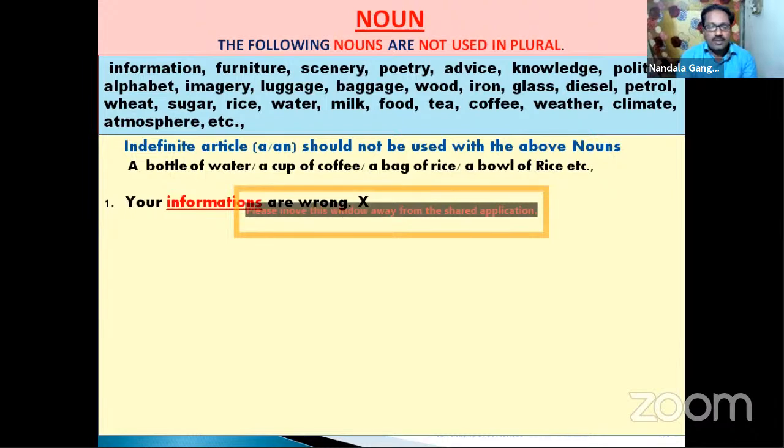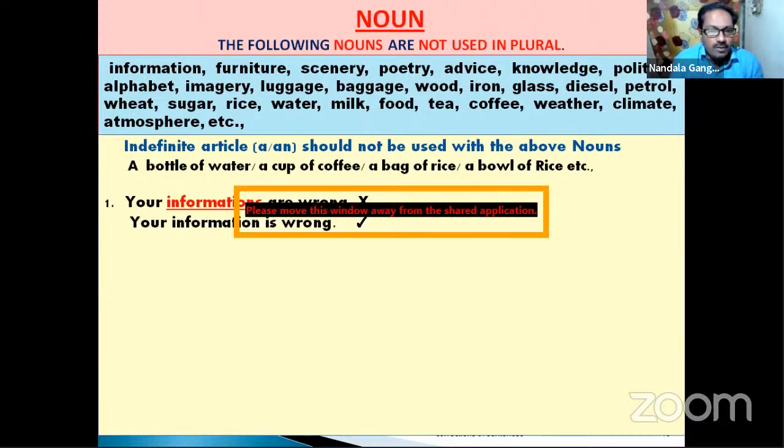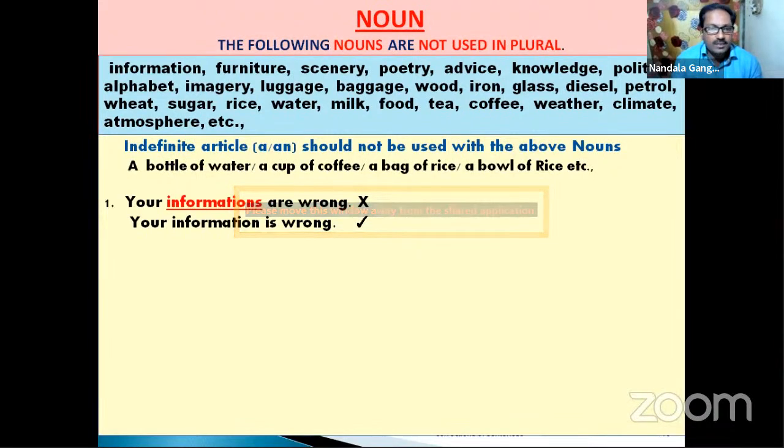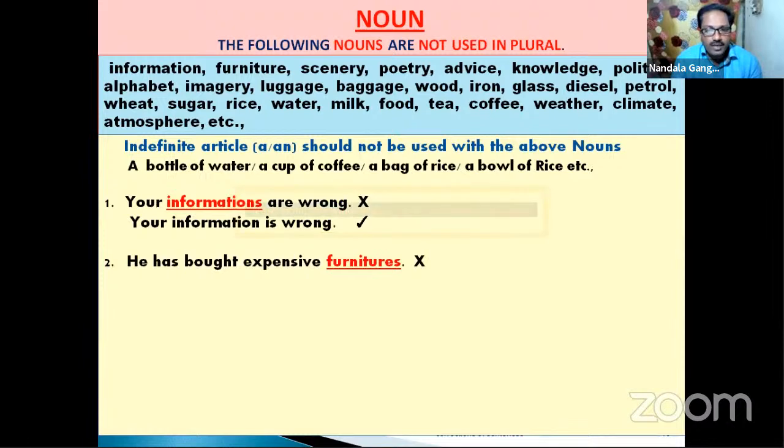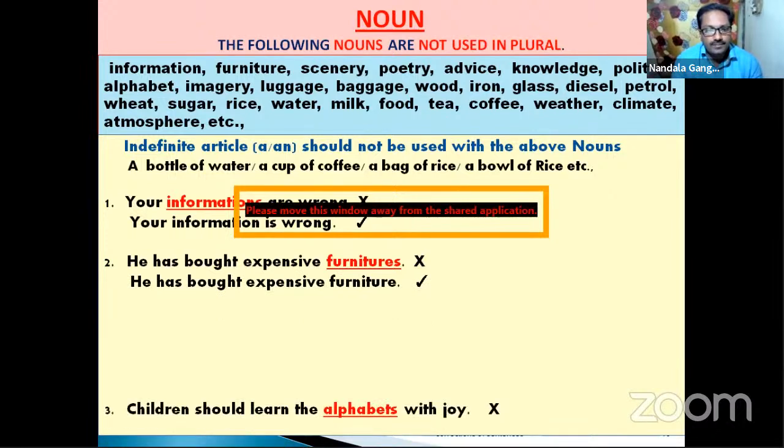Here are some examples of sentence correction about nouns. Your informations are wrong. What is the correct one? Information; we have to use it in singular only. A singular noun is always followed by a singular verb. So, your information is wrong. He has bought expensive furniture. Furniture is also never used in plural. We have to use it in singular only. So, he has bought expensive furniture.